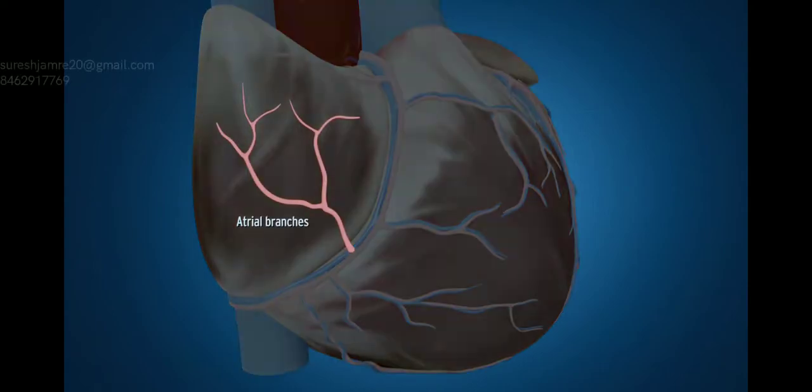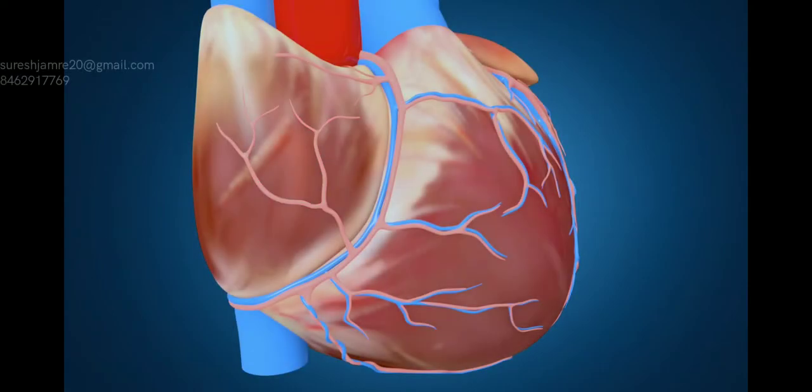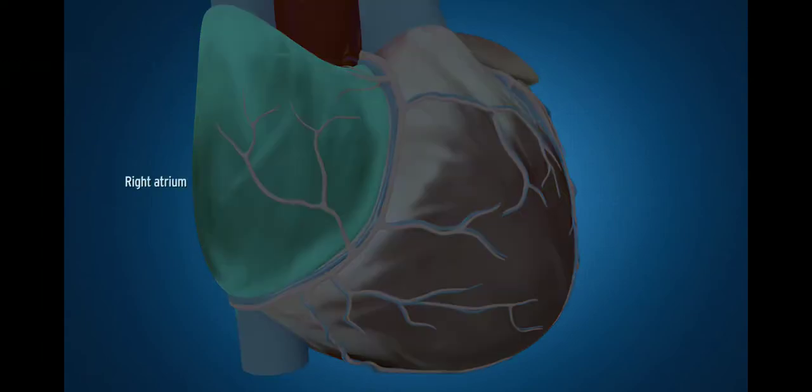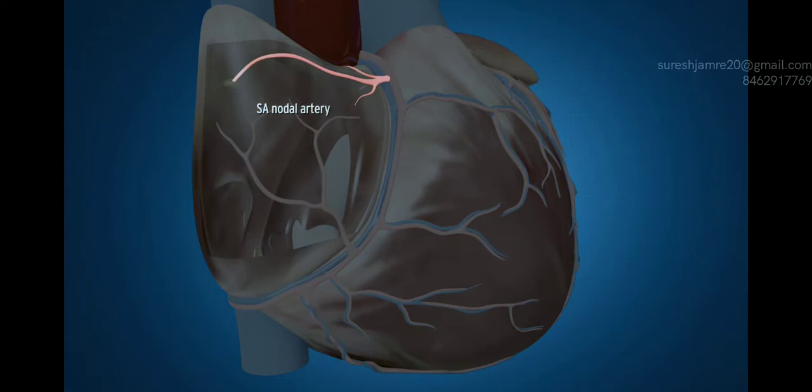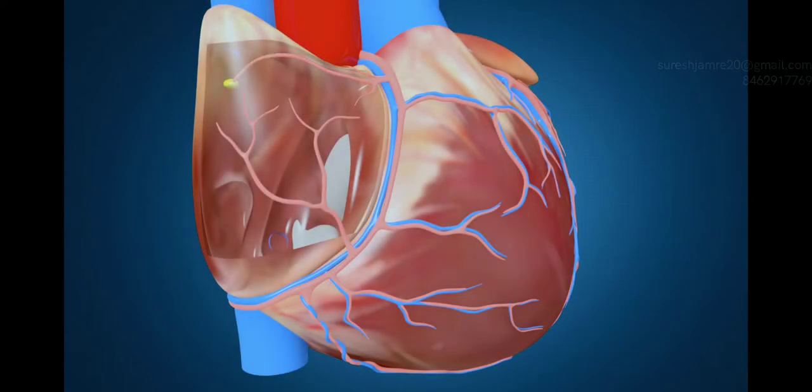Atrial branches. These are arranged in anterior, lateral, and posterior groups. They supply the right atrium. One of the anterior atrial branches is called the SA nodal artery. It arises from the right coronary artery in 60% of the cases.